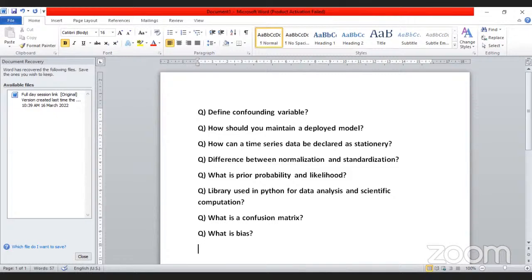What is bias? Okay. So bias is a type of error that occurs in the model because of using an algorithm that is not strong enough to capture the underlying patterns of the data. In other words, this is the error that occurs when the data is too complicated for the algorithm to understand.